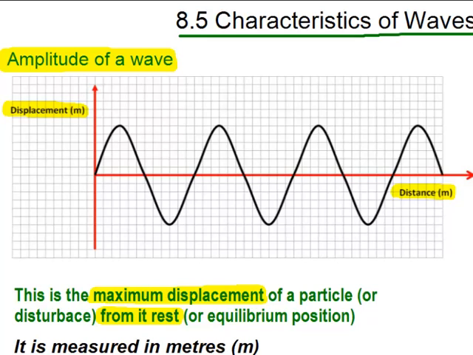So let us say that amplitude is measured in meters. This is the SI unit of amplitude because it is a displacement. It is measured in meters. So very important for us to be able to understand the definition of amplitude. Let's go to the next characteristic, which is wavelength.